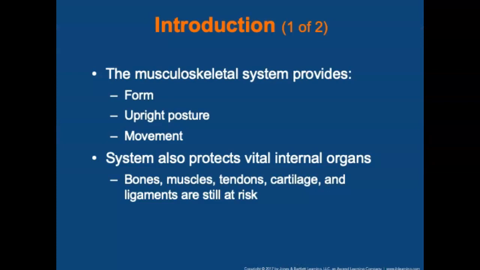As an introduction, the human body is a well-designed system in which form, upright posture, and movement are provided by the musculoskeletal system. The system also protects the vital organs of the body. The bones and muscles are susceptible to external forces that can cause injury, though. Also at risk are the tendons, cartilage, and the ligaments.